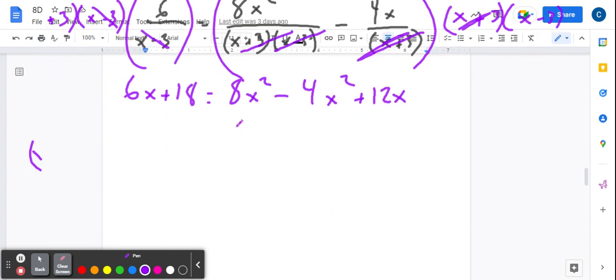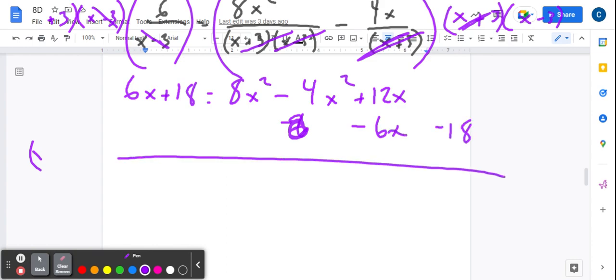So looking at this equation here, we have a big old quadratic. We're going to set it equal to 0, so we'll minus 6. We can minus the 6x and minus the 18. All right, so we have 8x squared minus 4x squared, which is 4x squared. 12x minus 6x is 6x, minus 18. So we have 4x squared plus 6x minus 18.